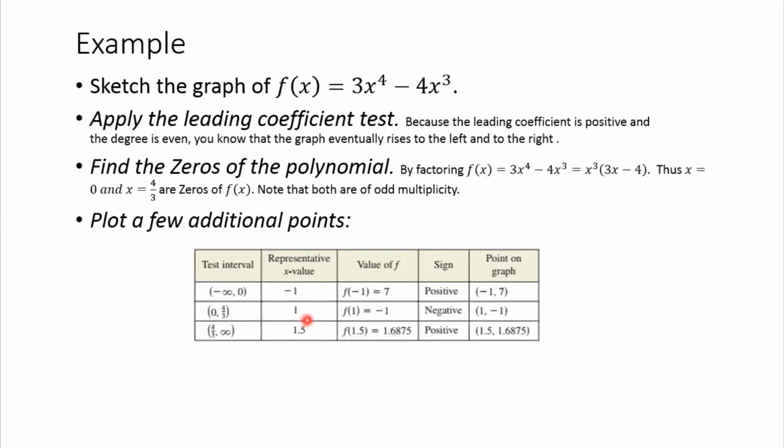Then we get the value of the function f. How to get the value of f? So we need to substitute our representative to the given function. By substituting negative 1, this becomes 3 times negative 1 raised to 4. So negative 1 raised to 4 is 1 because the exponent is 4, which is even. So negative 1 times negative 1 times negative 1 times negative 1 is 1.